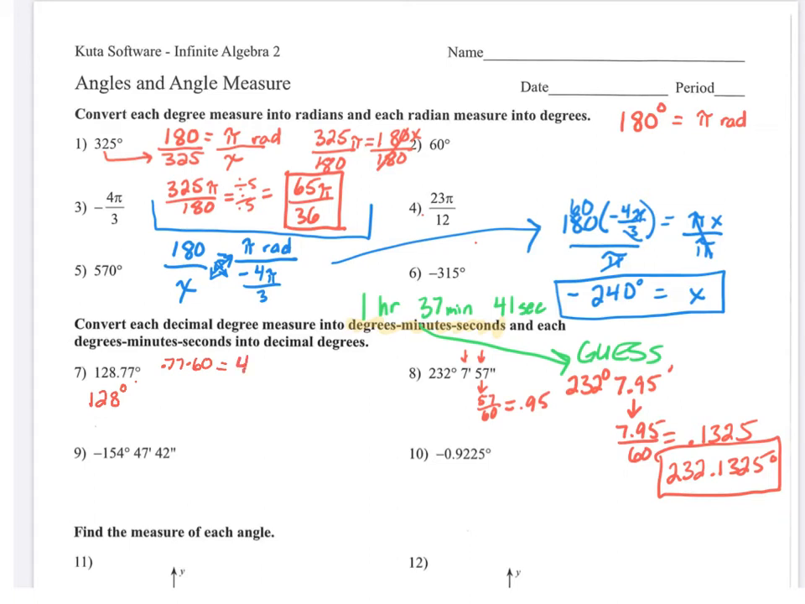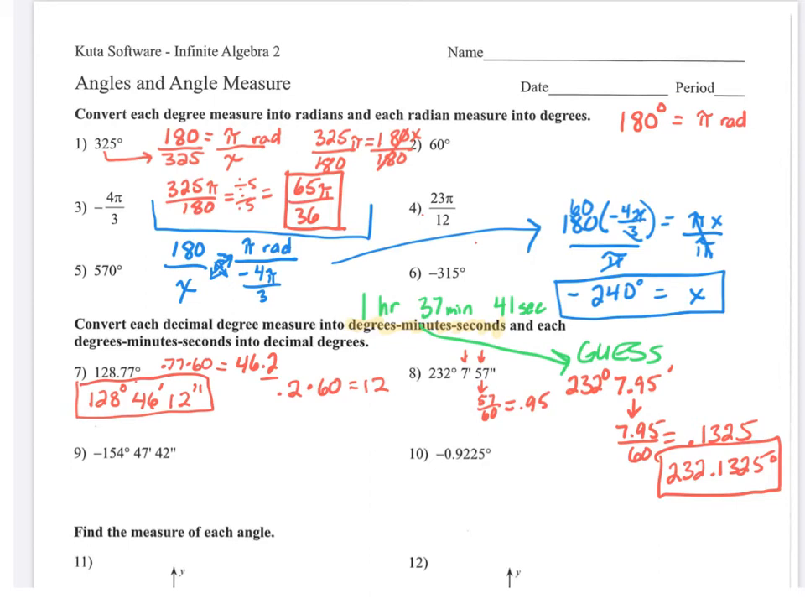46.2. Well, now I have my 46 minutes. Minutes is the one up there. But now I still have the 0.2. So now I just take the 0.2 and multiply by 60 to get my seconds. 12. So that would give me 12 seconds. Okay?